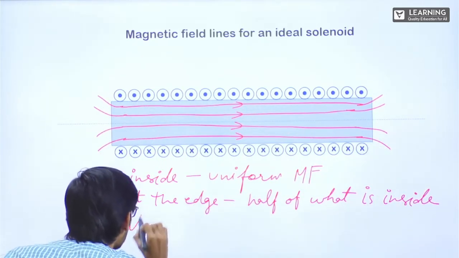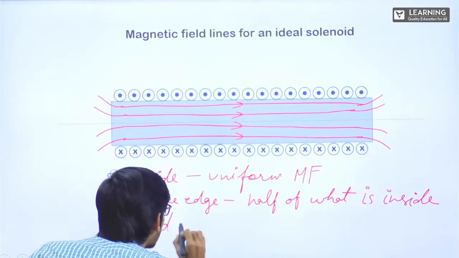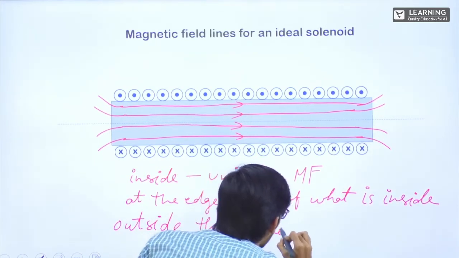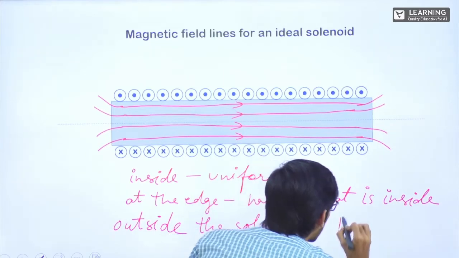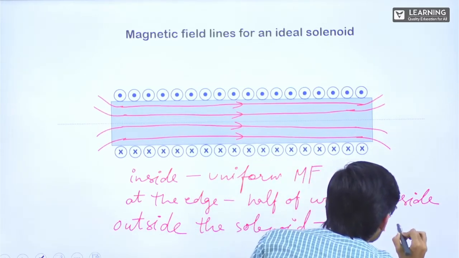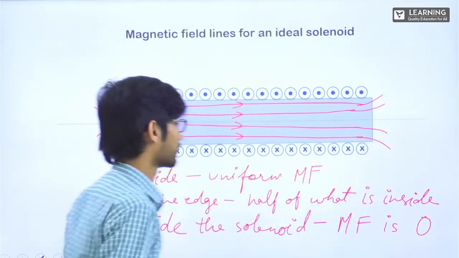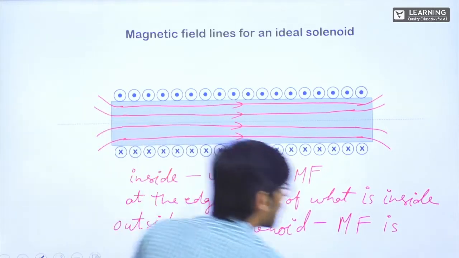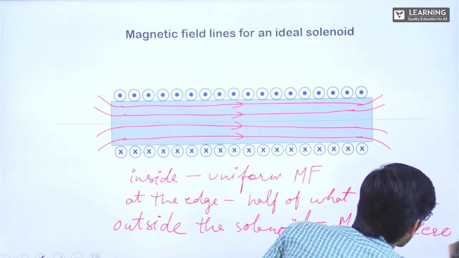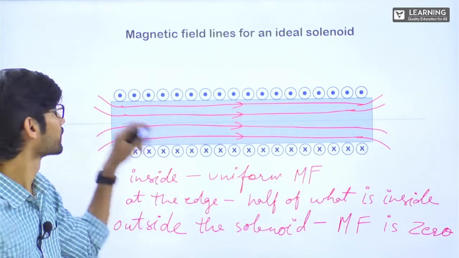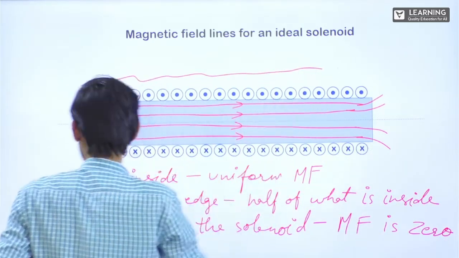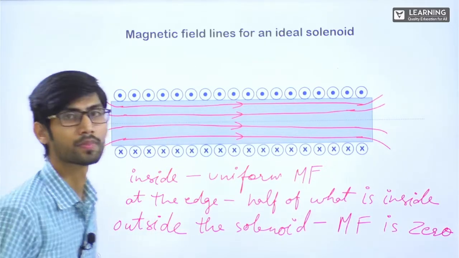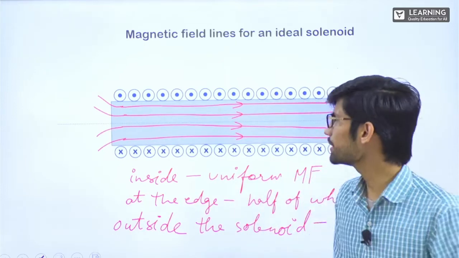Outside, very important again, outside the solenoid, the magnetic field is 0. Outside the solenoid, the magnetic field is 0. Anywhere you see outside, there is no magnetic field. Clear? How? It is very simple to understand.